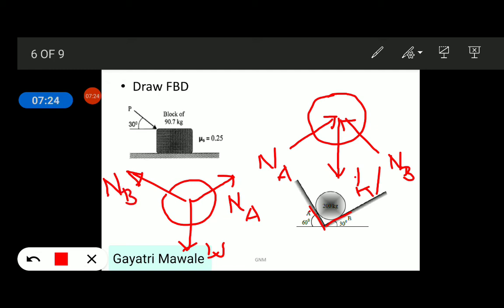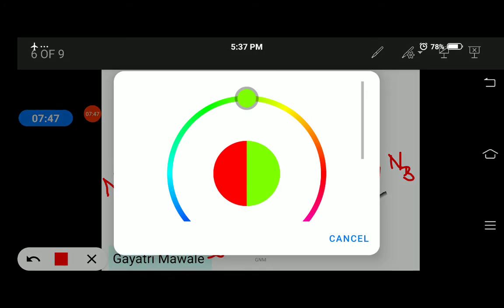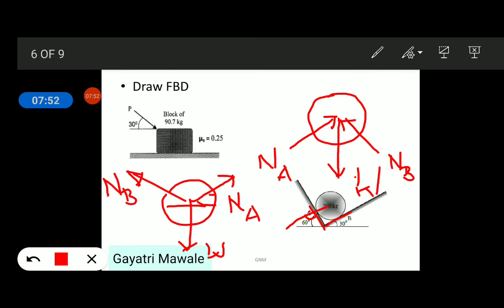Now finally in this FBD we have to write angles for the inclined forces. Now Na is perpendicular to this contact surface A. If this angle is 90 degree, one angle is 60 given, so this angle of Na with respect to horizontal must be 30 degree. This angle comes out to be 30 degree. Angle here is 30 degree.